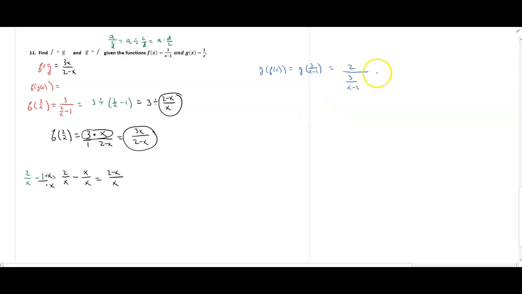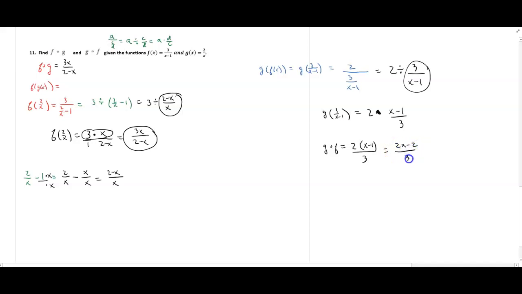Now the next one's actually a little easier because I'm going to write this as 2 divided by 3 over x minus 1. So now g of 3 over x minus 1 becomes 2 times, this is already written as a nice fraction, so it's 2 times x minus 1 over 3. Remember, I have to flip that. So now I can finalize this as g of f being 2 times x minus 1 all over 3, which is 2x minus 2 over 3.